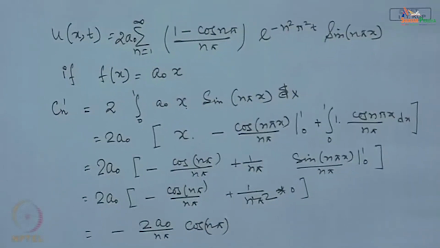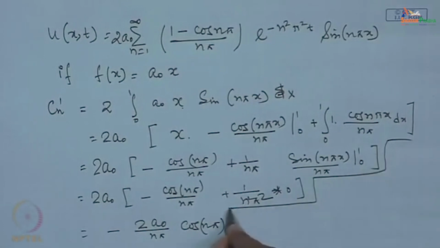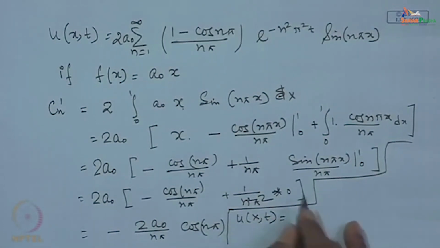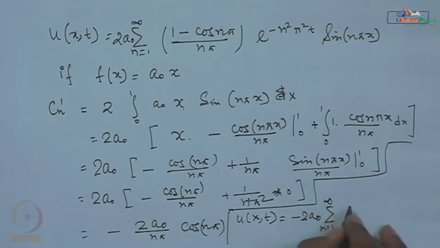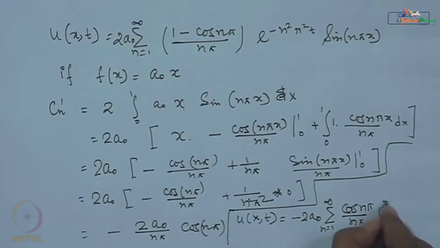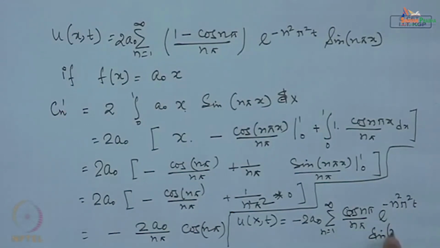If you look into the complete solution, I am just writing it over here. The complete solution is given as u as a function of x and t. This becomes minus 2 a 0 times the summation n is equal to 1 to infinity of cosine n pi divided by n pi, e to the power minus n square pi square t, multiplied by sin n pi x. So, that gives the complete solution for this particular case.